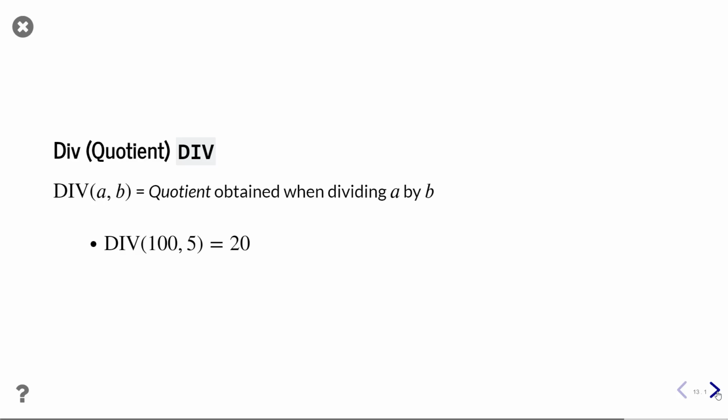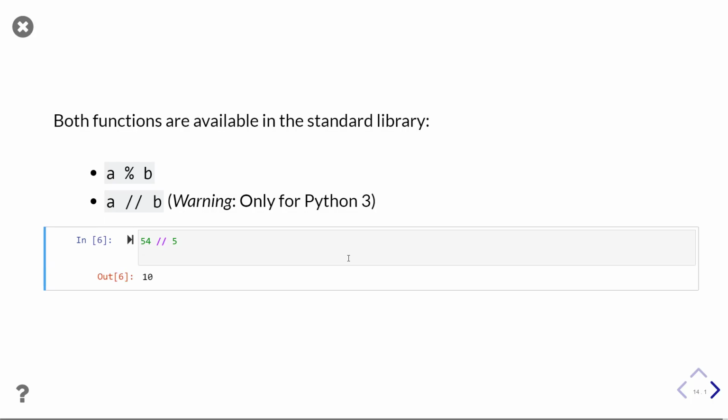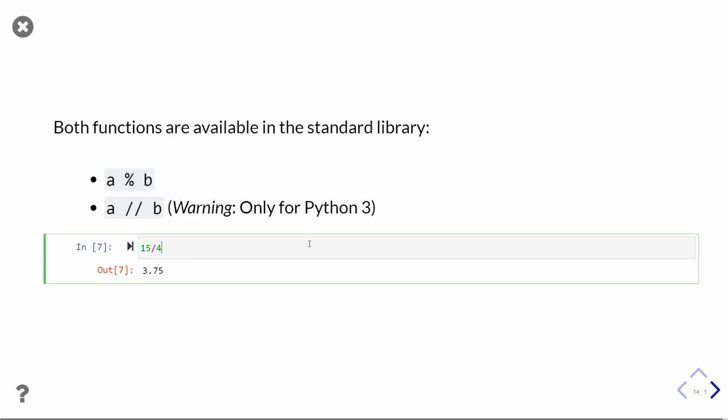In Python, we can access these 2 functions, mod and div, without loading any libraries. The mod function, as you know, is accessed using the % symbol. Div, on the other hand, is implemented using a double slash like this. In Python 3, this means integer division. So if you write 15 divided by 4 with a single slash, you get this floating point number. But 15 with a double slash 4 gives me 3, just the quotient.